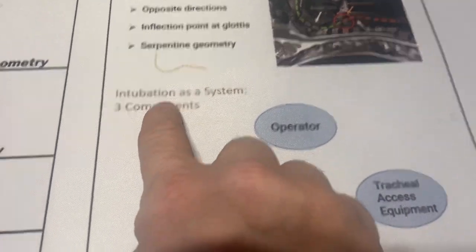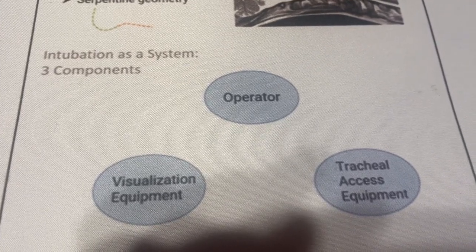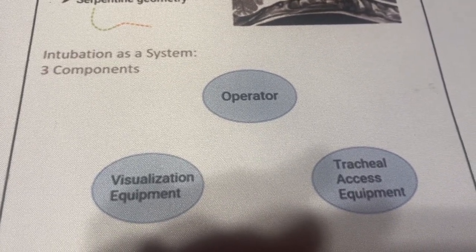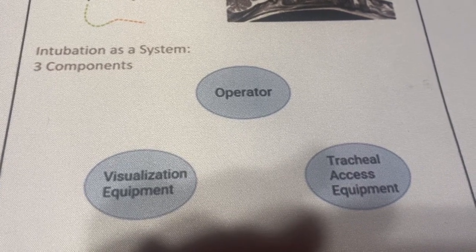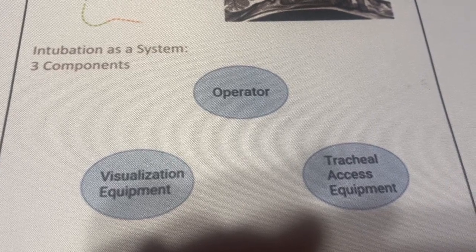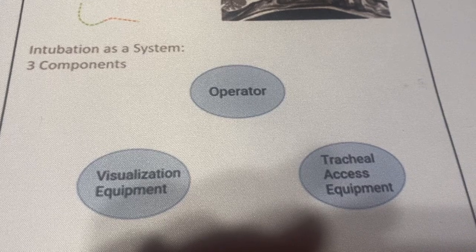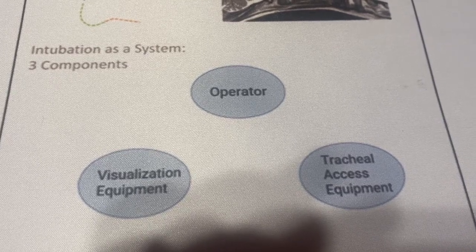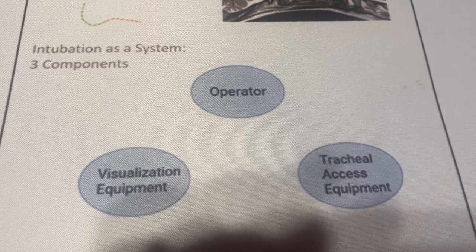We solve the geometry problem with intubation systems. So whenever you talk to somebody about intubation, you should speak in terms of a system. This system has three components. It's got an operator, it's got visualization equipment, which can be a video laryngoscope or a direct laryngoscope. We're most interested in the video laryngoscope. And then there's tracheal access equipment. That's what we sell, is dynamic tracheal access.